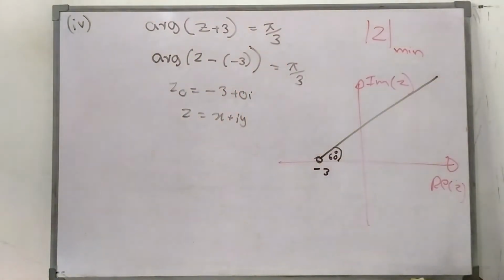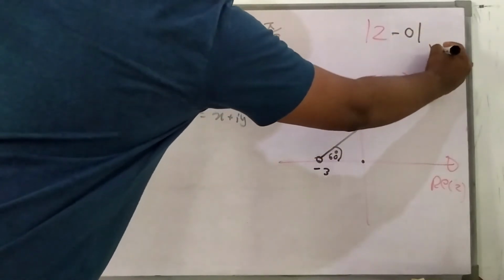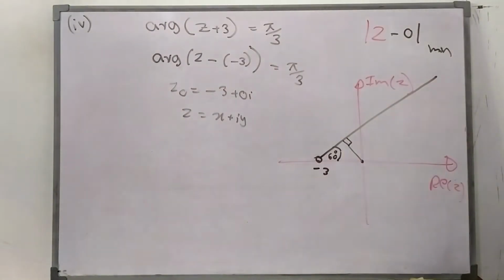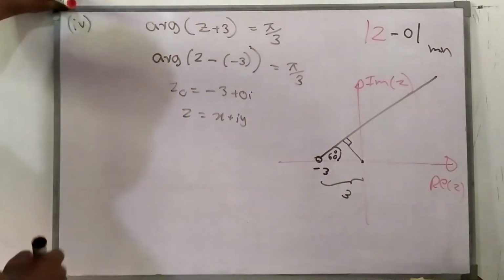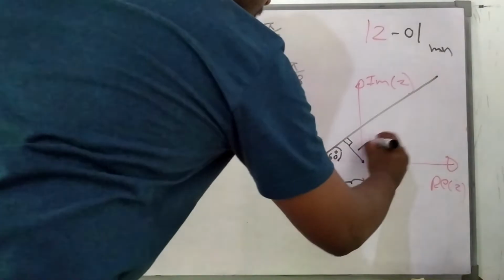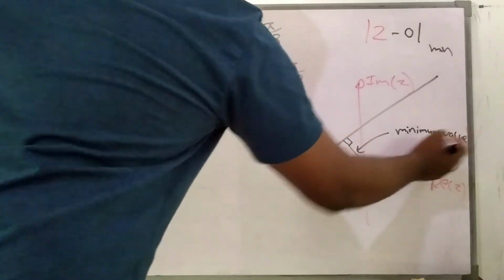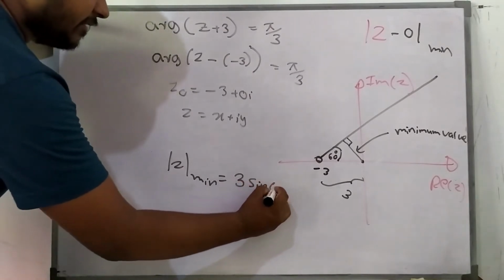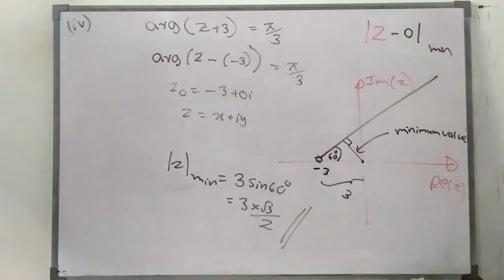Always we rotate in the anti-clockwise direction. Modulus z means the distance from the origin, z minus 0. This is modulus z. Over here is 3 cos 60 and 3 sin 60. So this is the minimum value. The minimum value of modulus z will be 3 sin 60, which is 3 root 3 by 2.